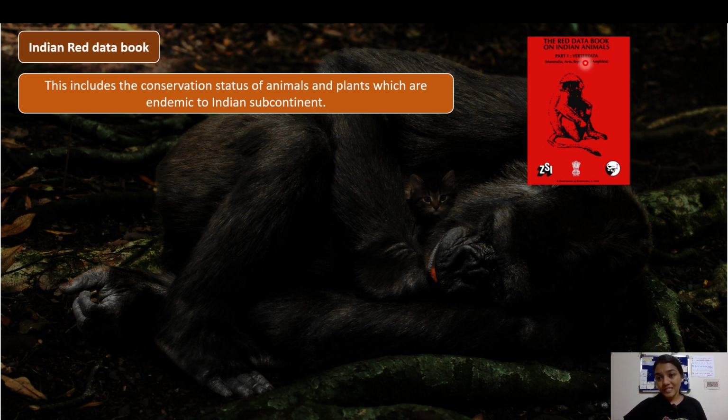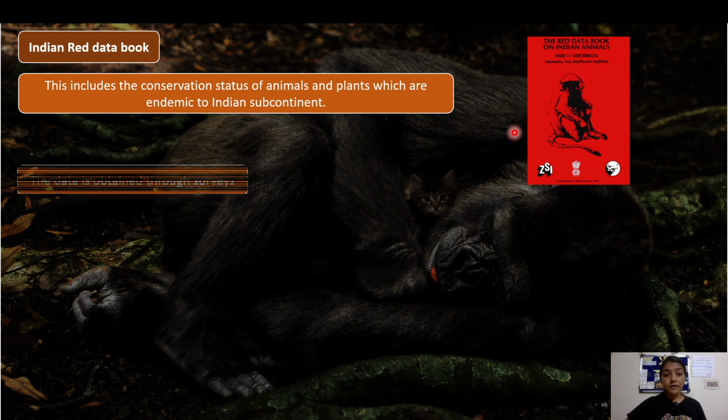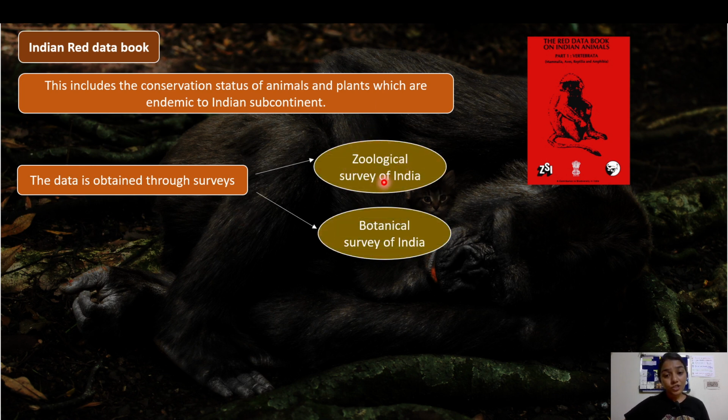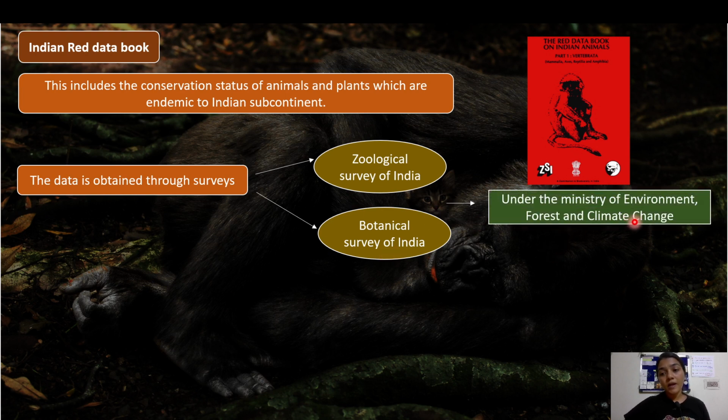For example, what you see here is the Red Data Book on Indian animals. Okay, it is also mentioned part 1 Vertebrata, which includes Mammalia, Aves, Reptilia and Amphibia, right? So the data is obtained through surveys. How do we get the data? We get it through surveys done by the Zoological Survey of India and the Botanical Survey of India. Botanical Survey of India is BSI and Zoological Survey of India is ZSI, right? Both of these bodies keep on doing surveys, and those surveys help us to get the list. And these bodies come under the Ministry of Environment, Forest and Climate Change.